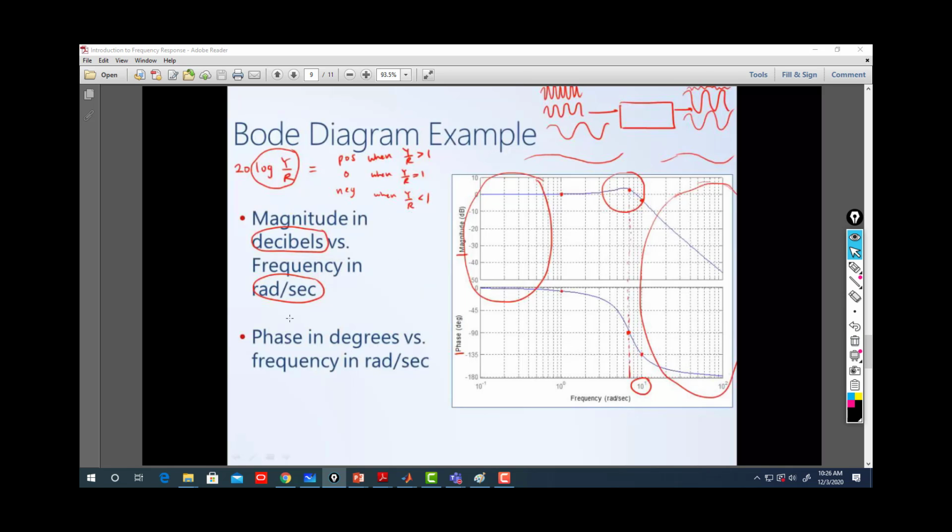So that's the Bode plot. We don't want to talk about it, you know it now. That's the Bode plot. You have two plots, magnitude versus frequency and phase versus frequency. All right.